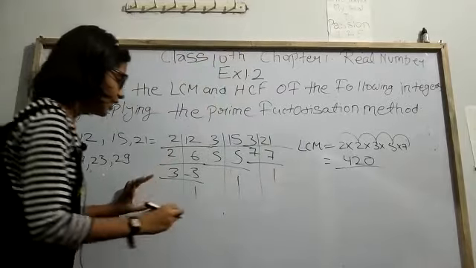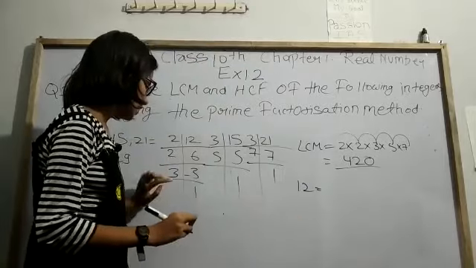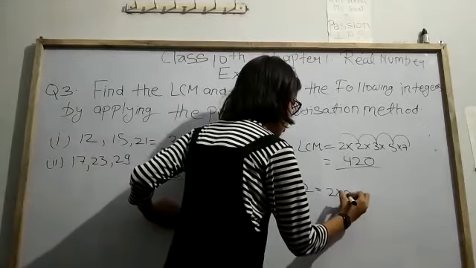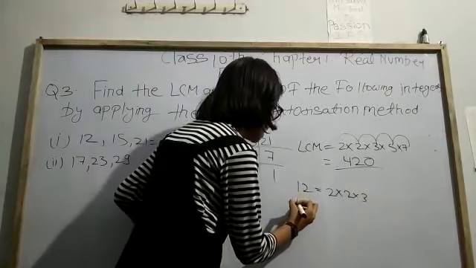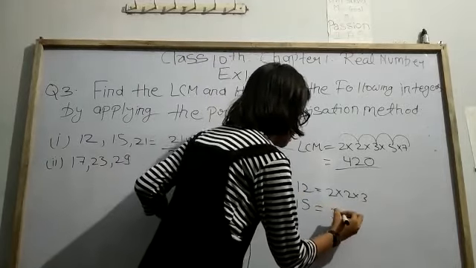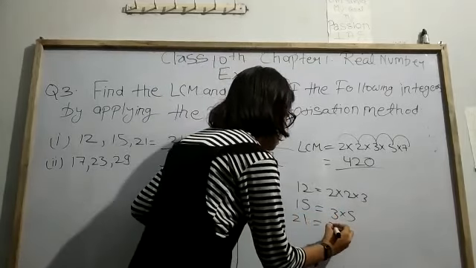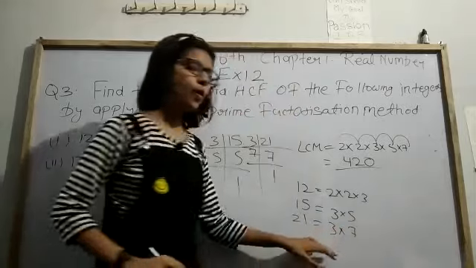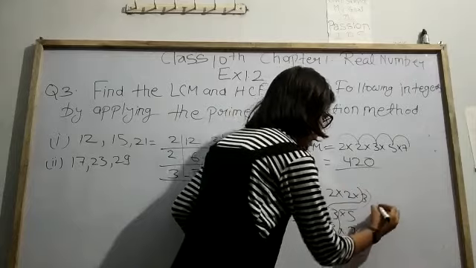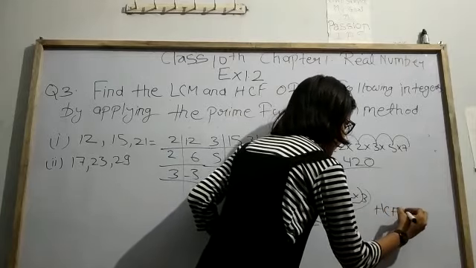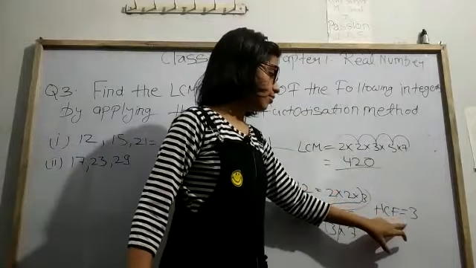Now what we have to do? Let us write it here. 12 equals, what is the product of 12? That is 2 into 2 into 3. Now 15 equals 3 into 5. Now 21 equals 3 into 7. Now let us check the common factor in these. The common one is 3. So our HCF equals 3. So what is our LCM? 420, and HCF equals 3.